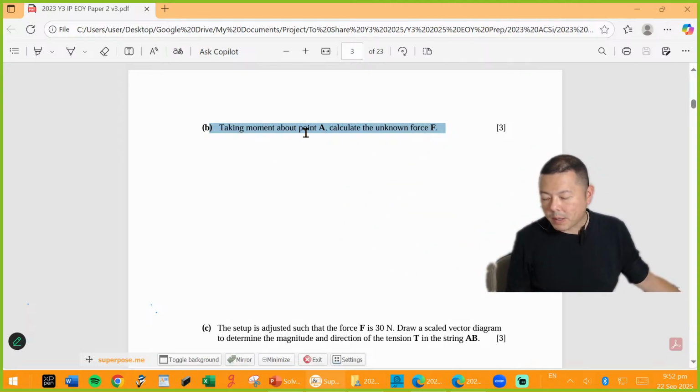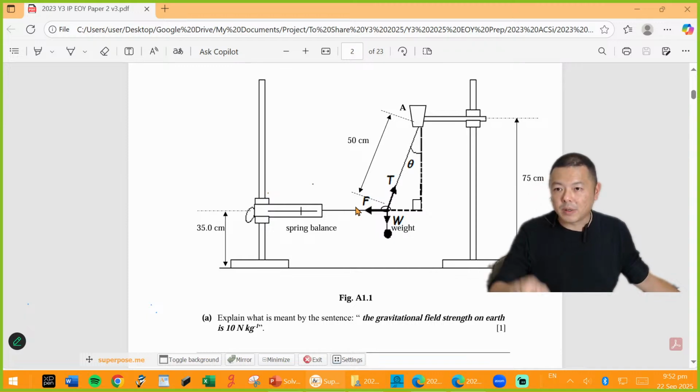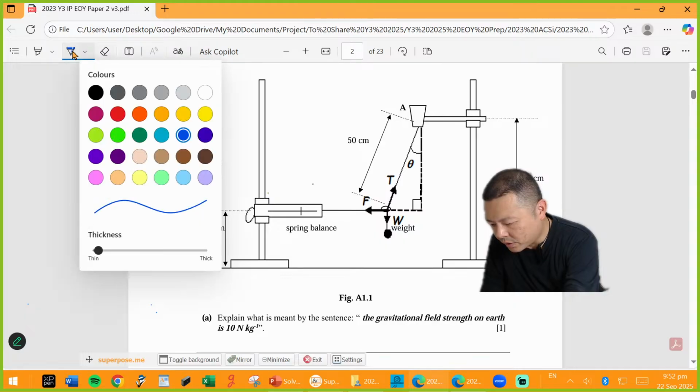Okay, taking moments about point A literally means what? Make A the pivot. So we go back to this point here. Oh, we're going to make A the pivot. Okay, A the pivot. So I'm going to draw the pivot there.